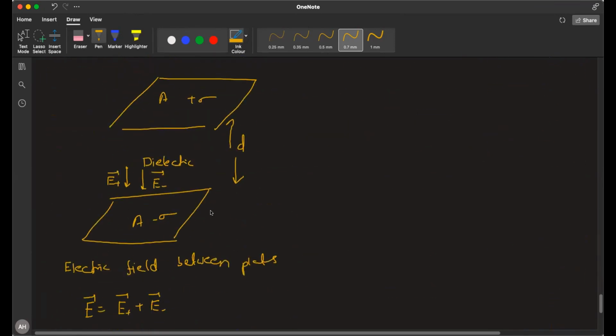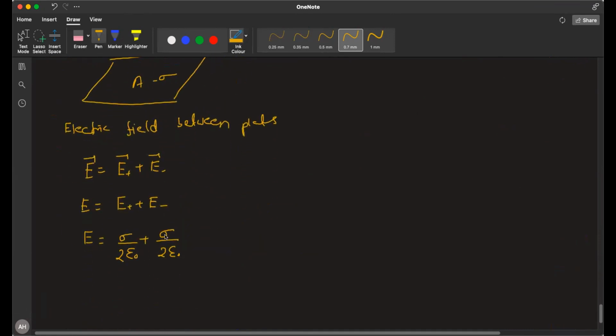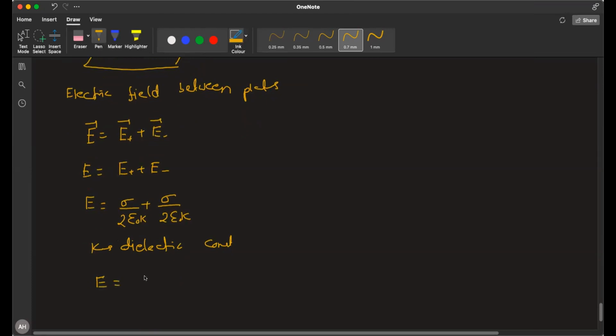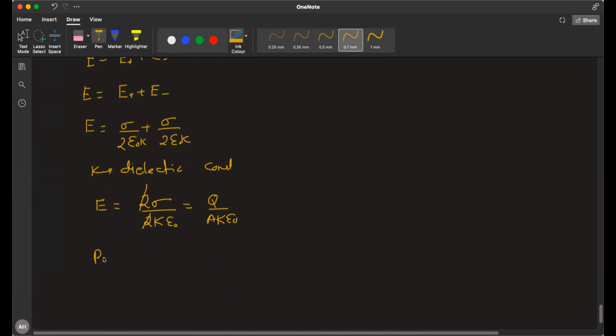Due to the dielectric, what will be the change in the expression of the field? If you have any medium other than air, you'll be using K, the dielectric constant, so it's sigma by 2 K epsilon naught. The rest of the calculations are the same. So your E will be 2 sigma by 2 K epsilon naught. The 2 cancels, and sigma is Q by A, so it's Q by A K epsilon naught. That's the electric field.